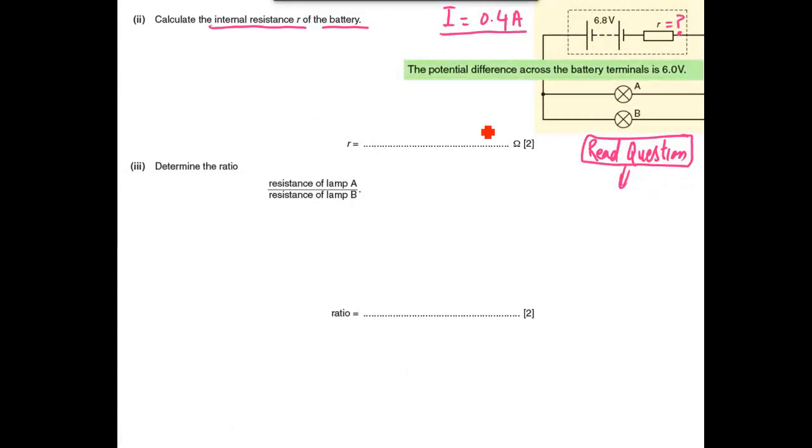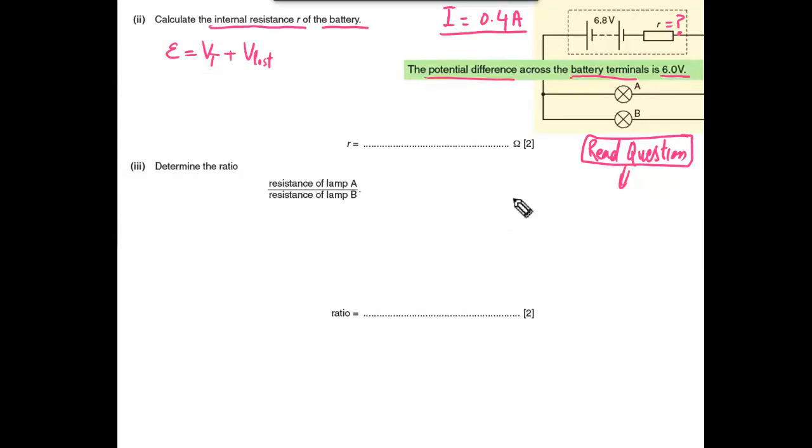Okay, now in this question you see we have a battery. The battery has its own internal resistance. And the potential difference across the terminals is also given to us, that is equal to 6 volt. So if you recall, in any loop, the EMF has to be equal to the terminal potential difference plus V lost.